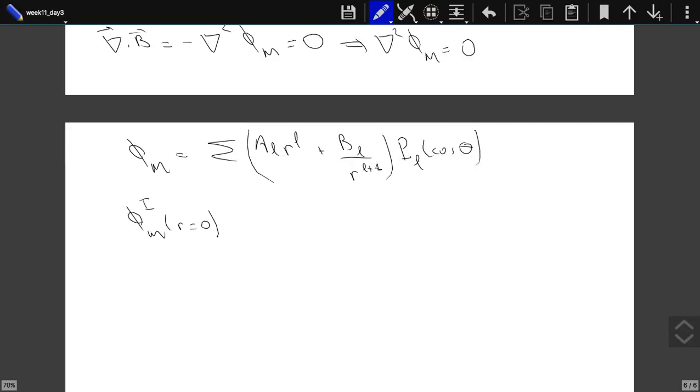So in region 1, the scalar potential at r equals 0 should be finite. But if it is to be finite, then these B terms diverge at r equals 0. So inside, I cannot have those B terms. So phi_m1, phi_m in region 1, which is a function of r and theta, should be written in the form A_L r^L P_L of cosine theta.